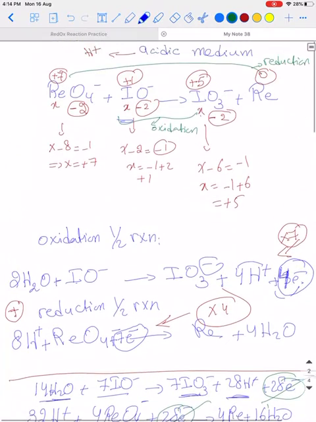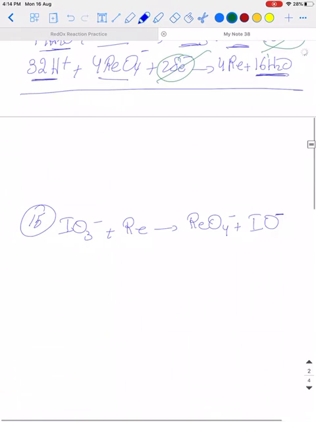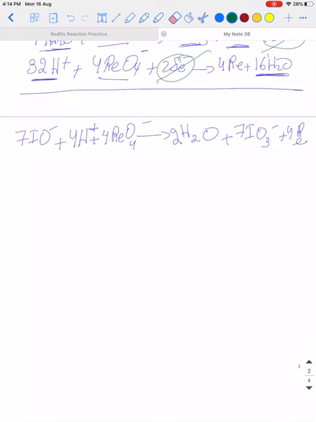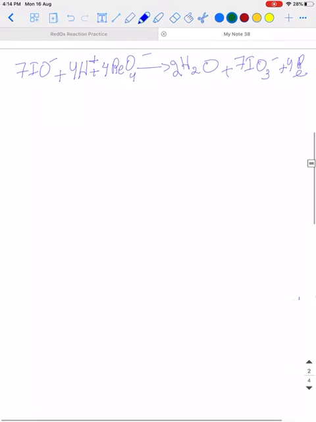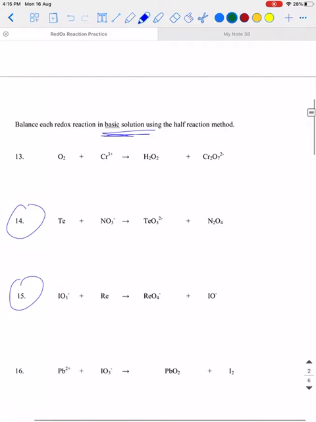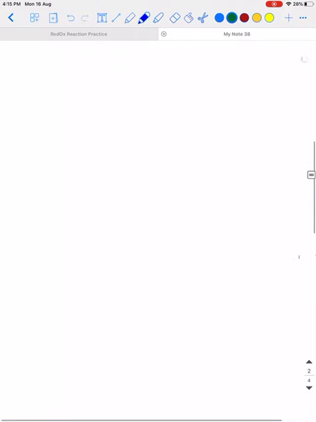Okay, this one looks like the other one, but it's the opposite, by the way. Let me choose another one. Okay, I will choose number 14 to balance for you this time in basic solution. So number 14, let me write the equation.